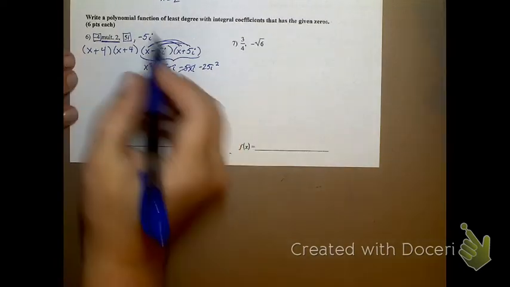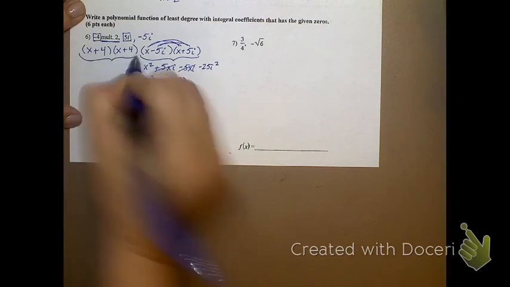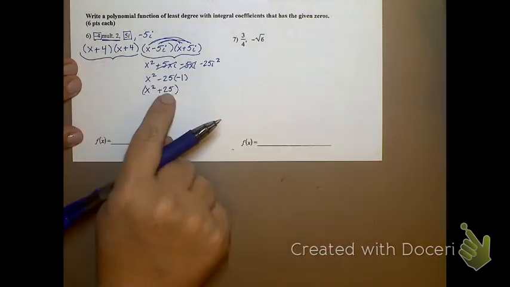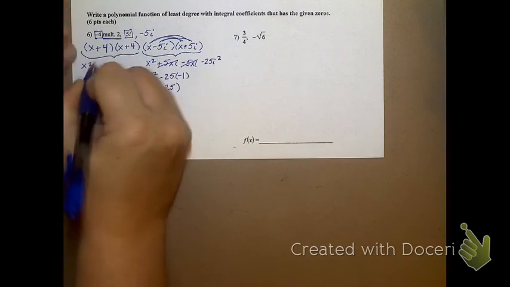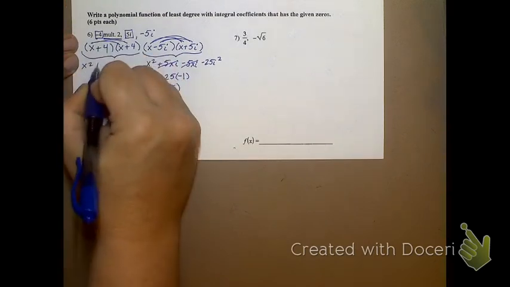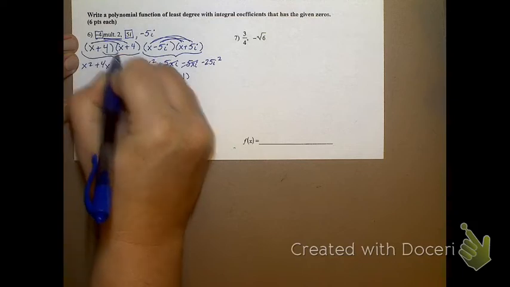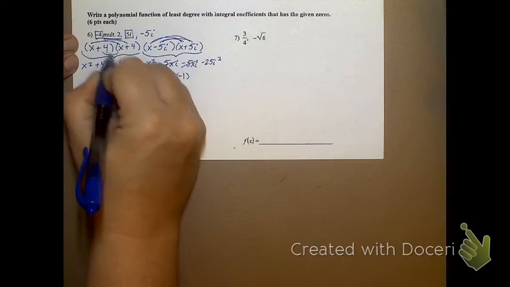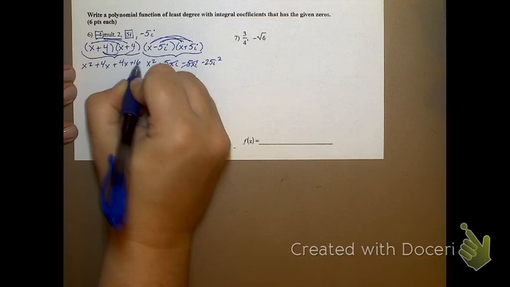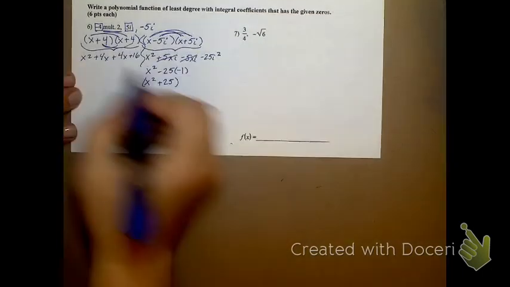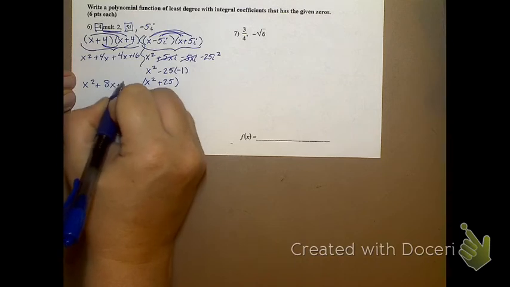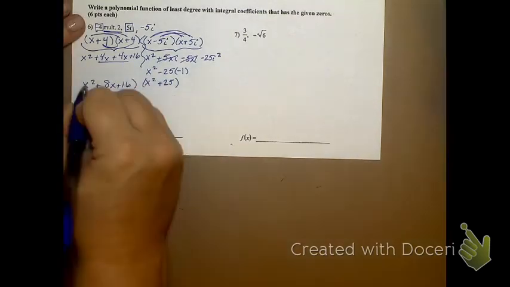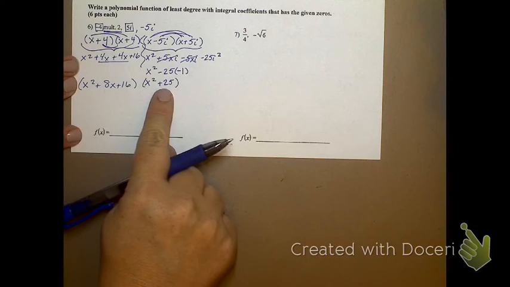What haven't I dealt with? I haven't dealt with these. Let's go ahead and multiply those two, and I'll take that answer and multiply it by this. All right? x times x is x squared. x times 4 is 4x. 4 times x is 4x. And 4 times 4 is 16. That one's a lot easier, isn't it? So I have x squared plus 8x plus 16, because those two are like terms. And so now I need to multiply this by this.